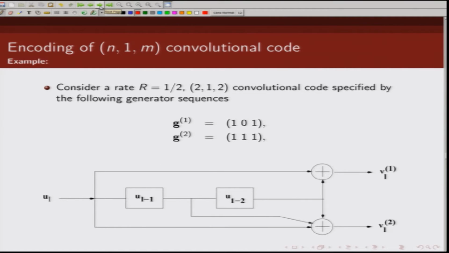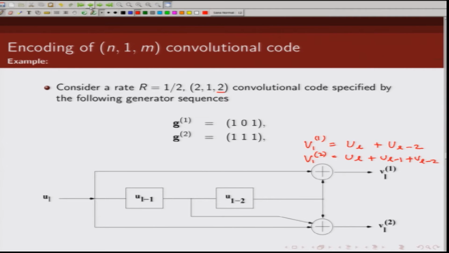This is the same example that we are considering. This is a rate 1/2 code with memory 2. So, you can see V1L is again a discrete convolution of the input with this generator sequence, which we can write as UL plus UL minus 2, and V2L can be written as UL plus UL minus 1 plus UL minus 2.